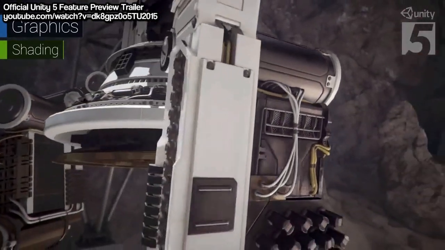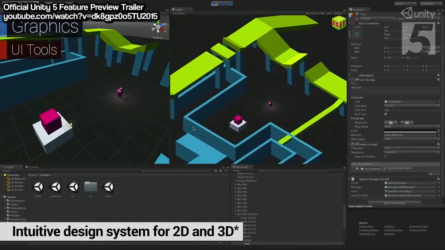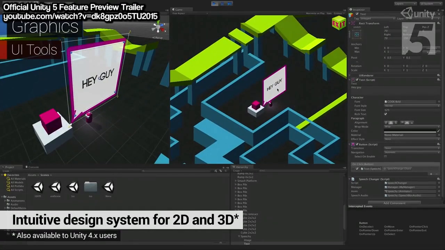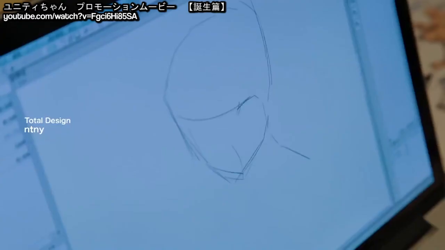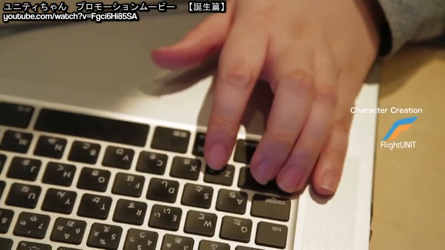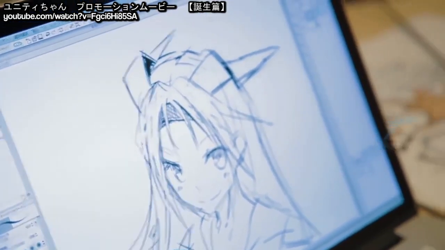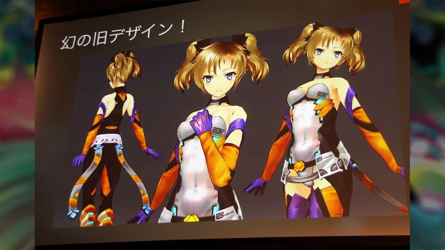The Japanese division of the Unity company decided that the software needed a mascot character, and in December of 2013, Unity-chan was introduced. Unity-chan, named Otori Kohaku, was designed by the artist NTNY to be an energetic, fun girl, the kind that would encourage people to make great games. Her original design was cute, but it didn't stand out enough, so NTNY went back to the drawing board.